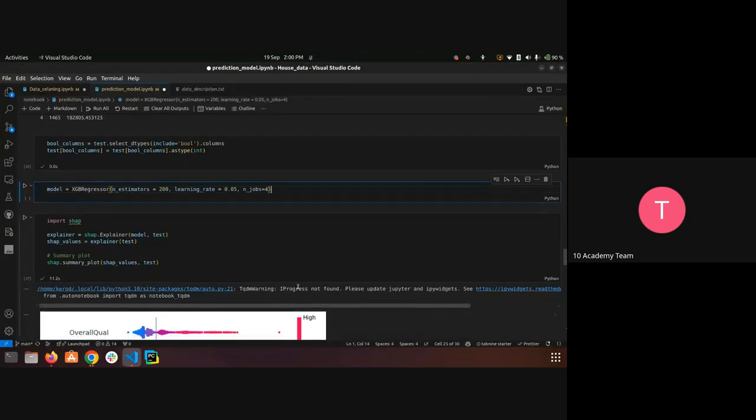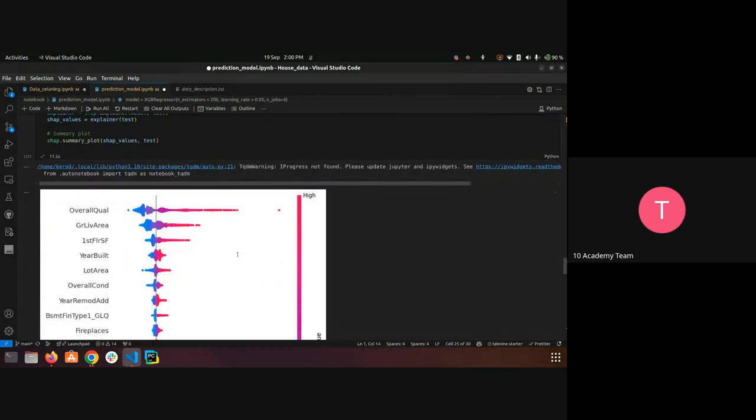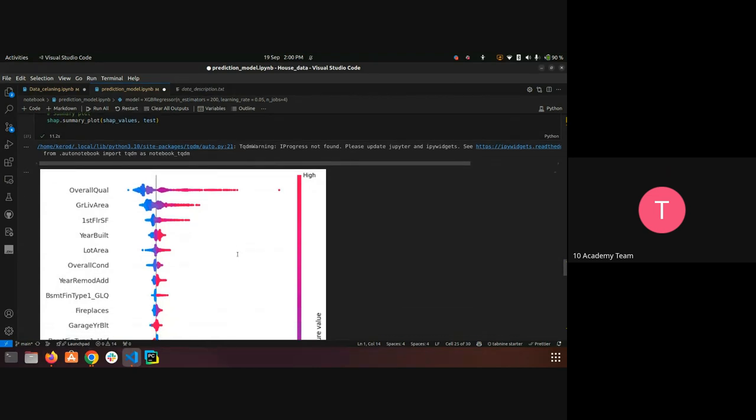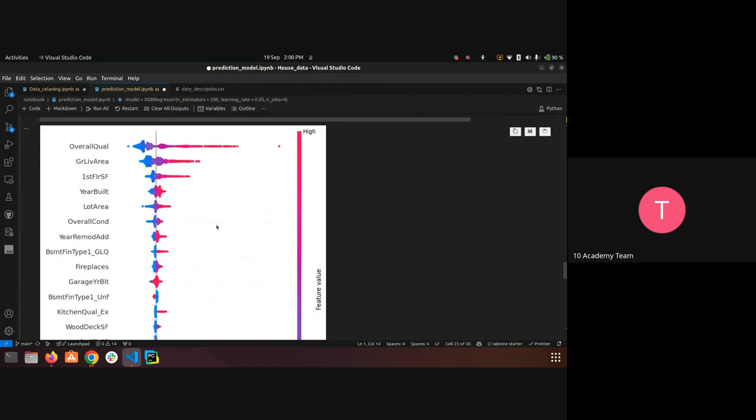So here I just used SHAP in order to explain or to interpret the models. In the model, the feature importance, the highest feature resides in overall quality. So the quality is the highest prediction feature that's used for, let's say, predicting the price. If the house has a high overall quality, the other factors don't matter as much.